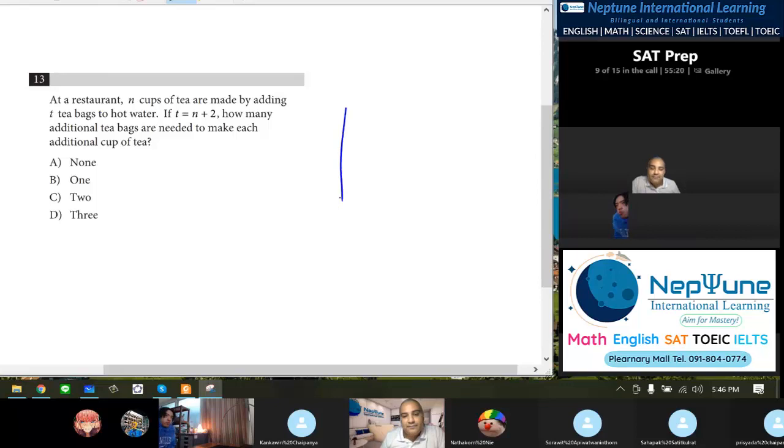It doesn't go back. At a restaurant, n cups of tea are made by adding tea bags to hot water. If t equals n plus 2, how many additional tea bags are needed to make each additional cup of tea? You just need to look at the slope. What is the slope? 1. That's what it's asking. You add n plus 1. If you add 1 more, this will be 1 more. The same thing, if this one is 1 more, this will be 1 more too. Don't be confused by the 2, or just try to figure it out.